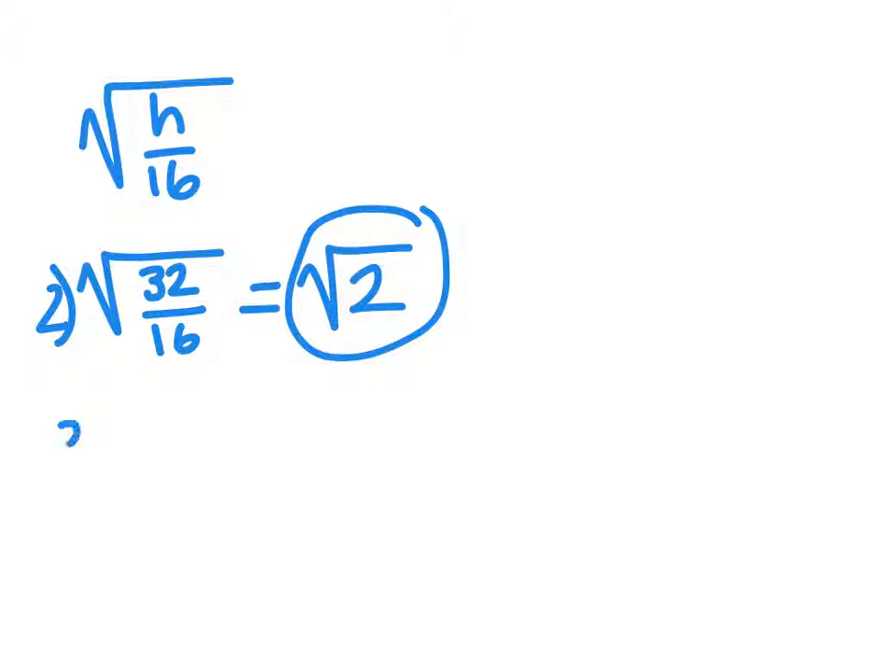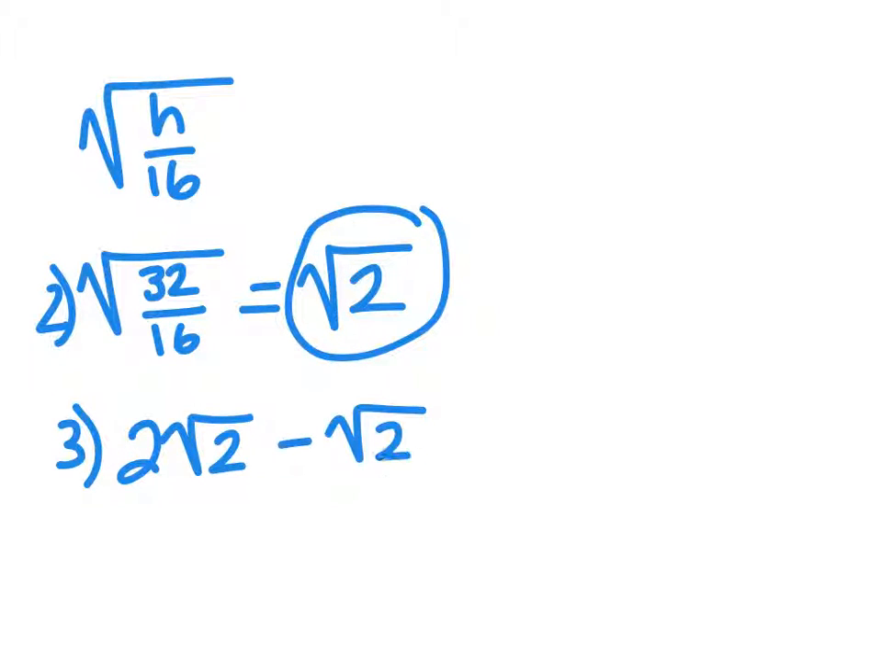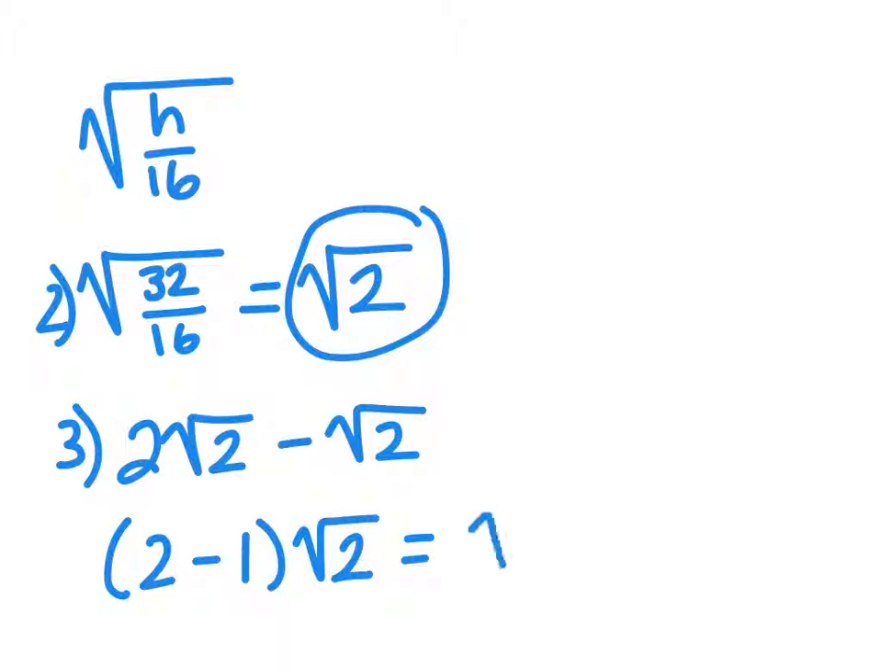Now, the question was to find the difference between the times. So our final step, step 3, is to take 2 times the square root of 2 and subtract the square root of 2. So we'll need to use the distributive property to do that. So we'll have 2 minus 1 times the square root of 2, which gives us an answer of the square root of 2. So the final answer to our question about how much longer does it take an object dropped from 128 feet to hit the ground than an object dropped from 32 feet is the square root of 2.